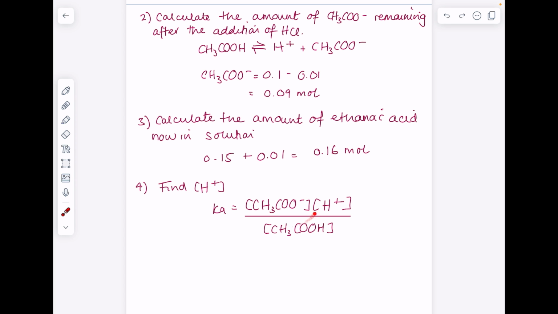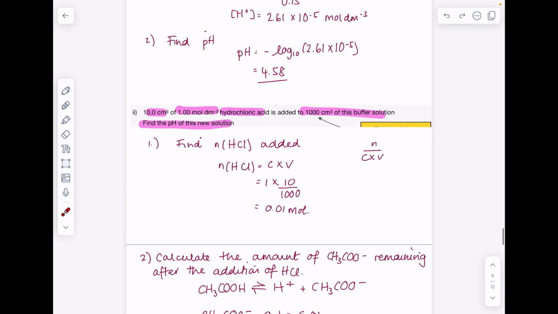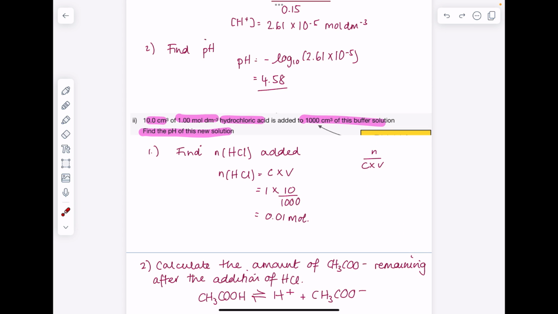One thing to think about here is the fact that obviously the Ka expression involves concentrations, but if you look at the wording of the question, it says that the volume of buffer solution is 1000 centimeters cubed. So when we say this out loud, we're saying that we have 1 mole per decimeters cubed of hydrochloric acid. So that is in effect 1 mole present in this volume, because 1 decimeters cubed is the same as 1000 centimeters cubed.